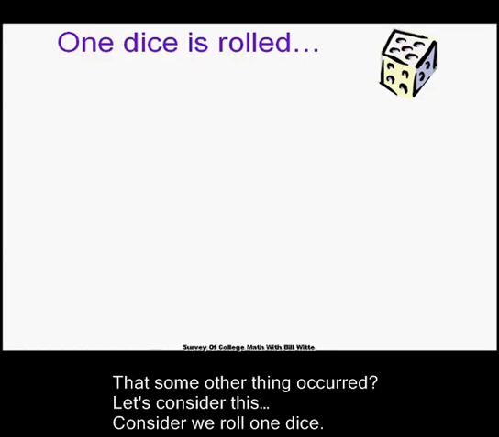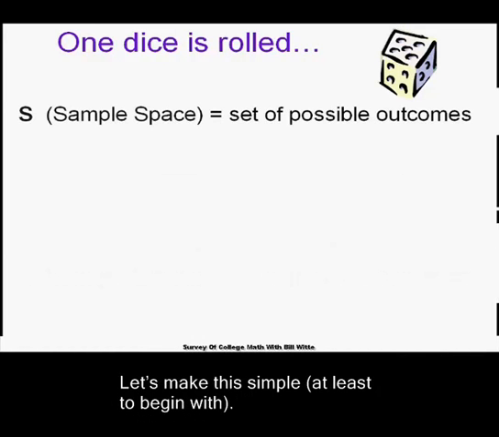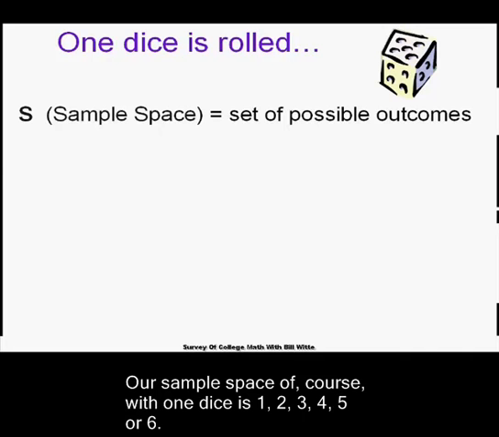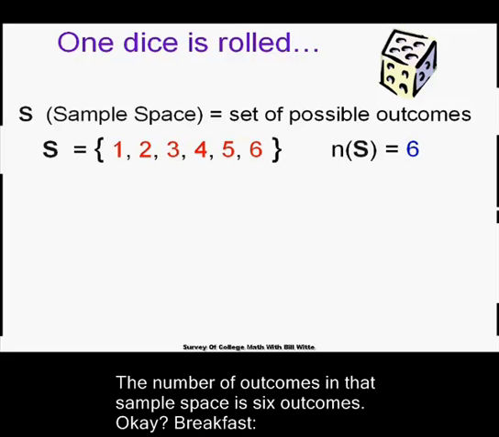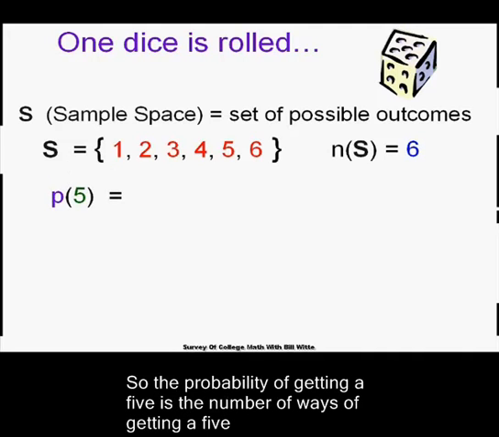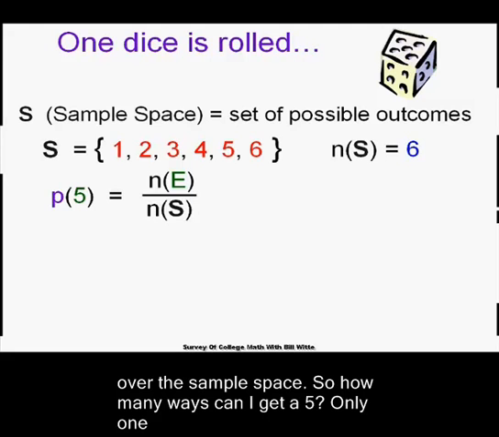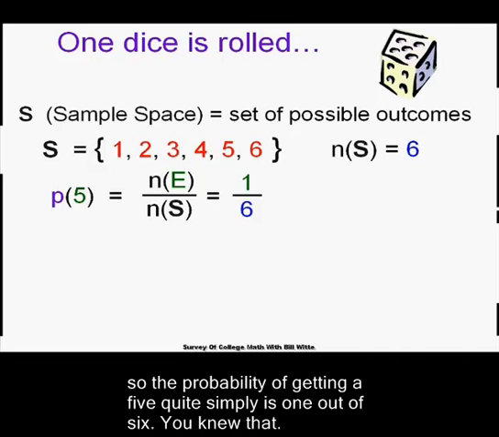Consider we roll 1 die. Let's try and make this simple, at least to begin with. Our sample space, of course, with one die is 1, 2, 3, 4, 5, or 6. That's the only possible things you can roll, right? The number of outcomes in that sample space is 6 outcomes. So the probability of getting a 5 is the number of ways of getting a 5 over the sample space. So how many ways can I get a 5? Only one. So the probability of getting a 5, quite simply, is 1 out of 6. I think you already knew that.